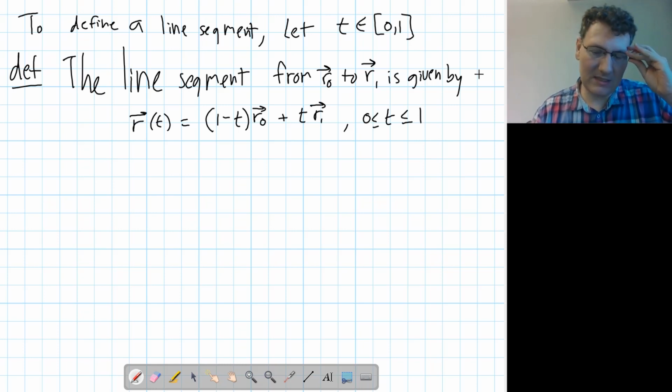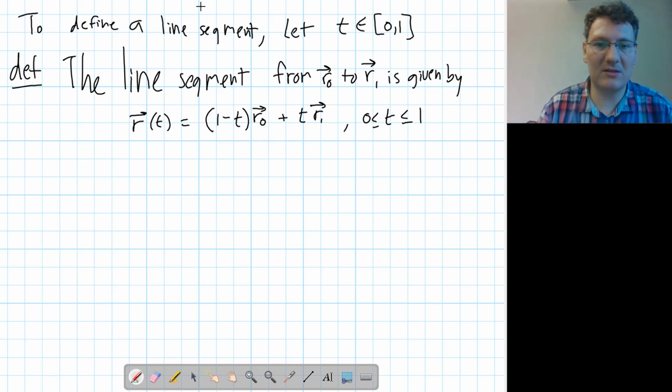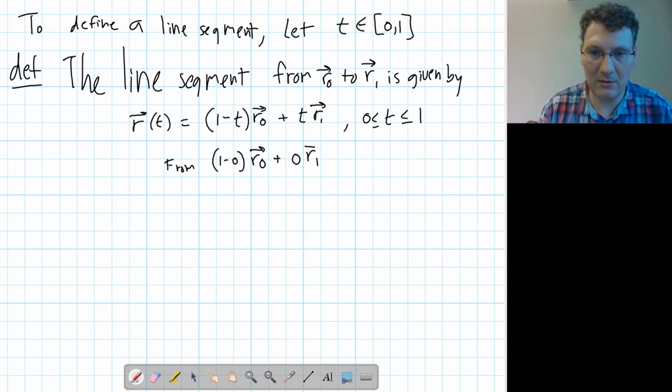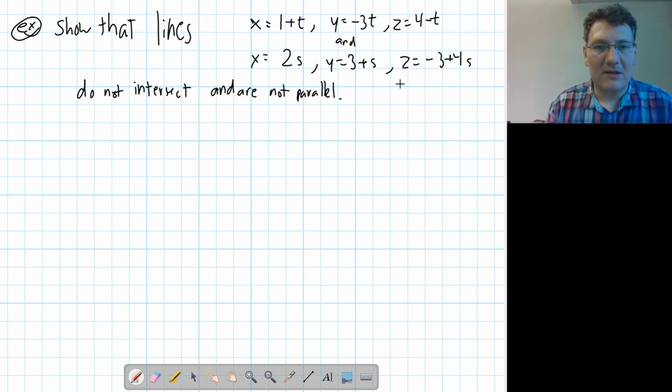So you can see when t takes the value 0, you'll have 1 minus 0, that's 1 times r0, plus 0. So this goes from (1 minus 0) times r0 plus 0 times r1, to (1 minus 1) times r0 plus 1 times r1. The first one comes out to be simply r0, the next one comes out to r1, and it'll be linearly interpolated between the two endpoints. Okay, so let's take a look at this example.